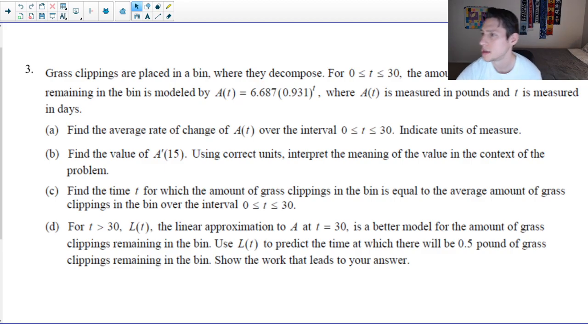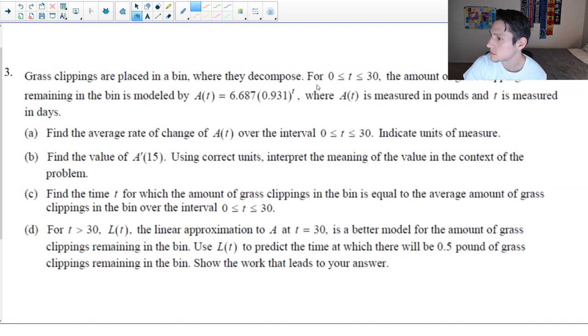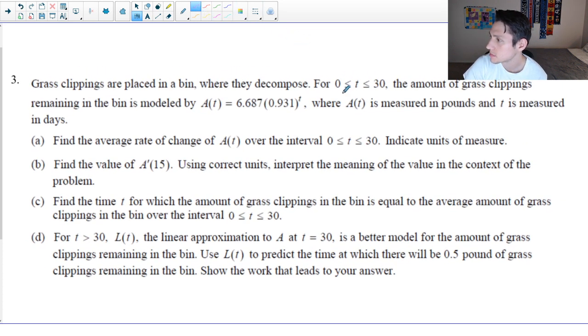So number 3, from our third packet: grass clippings are placed in a bin where they decompose, for 0 to 30. So the amount remaining is given to me by this function A of t. A of t is measured in pounds, t is measured in days. Part A, find the average rate of change over the interval 0 to 30, indicate units of measure.